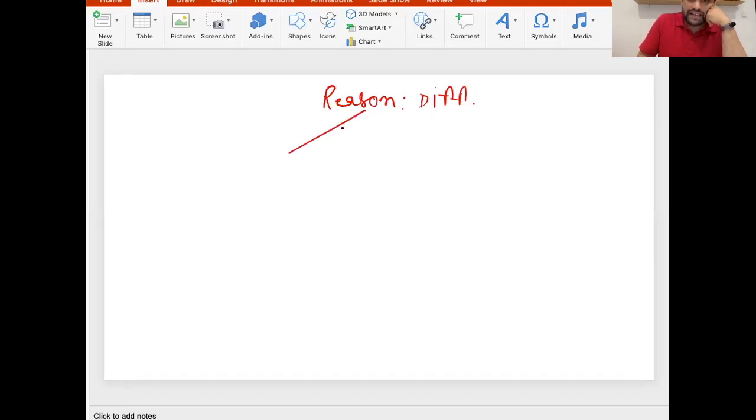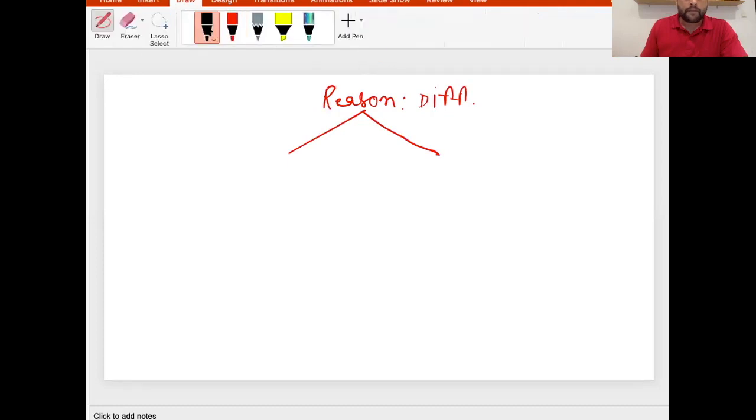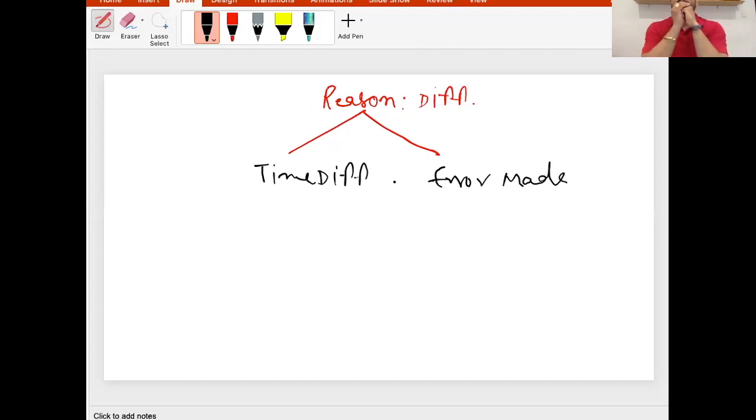So of course, as I said, we have two reasons here. So the first reason is a time difference, right? And the second reason is error made, right? Time difference and error made. Now, what is time difference?